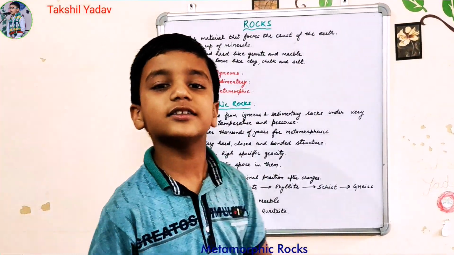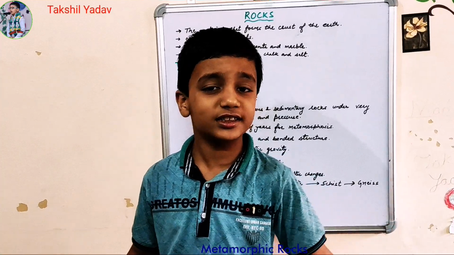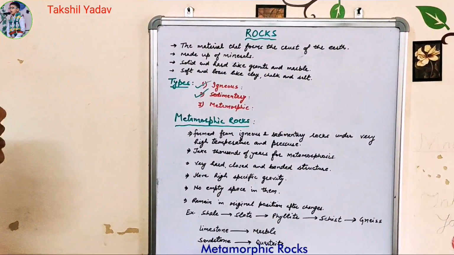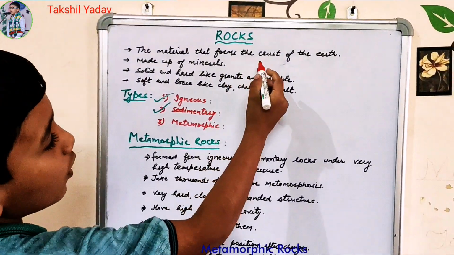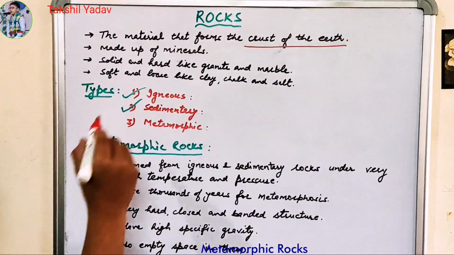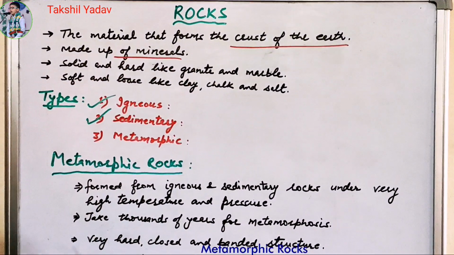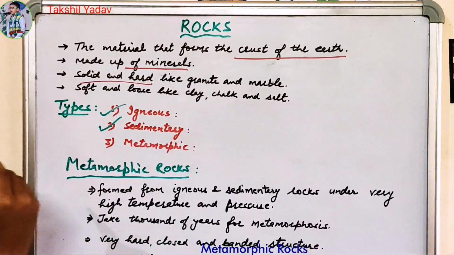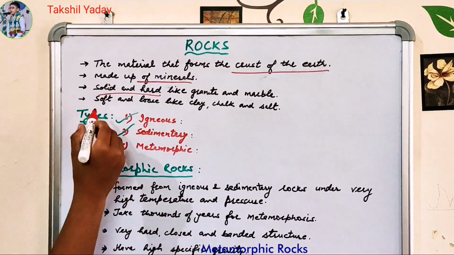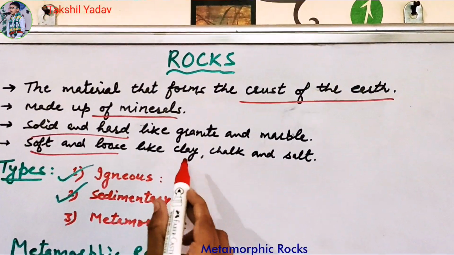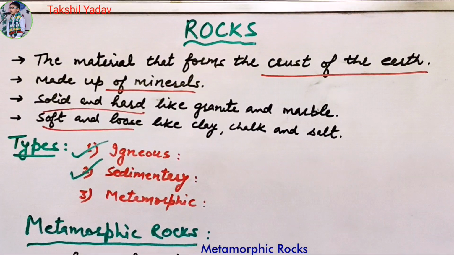But first of all, let us recapitulate the earlier things about rocks. Rocks are the materials that form the crust of the earth. They are made up of minerals. They can be solid and hard like granite and marble, or soft and loose like clay, chalk and salt.